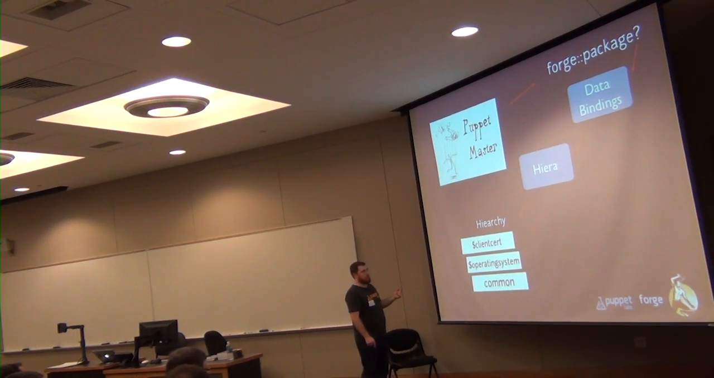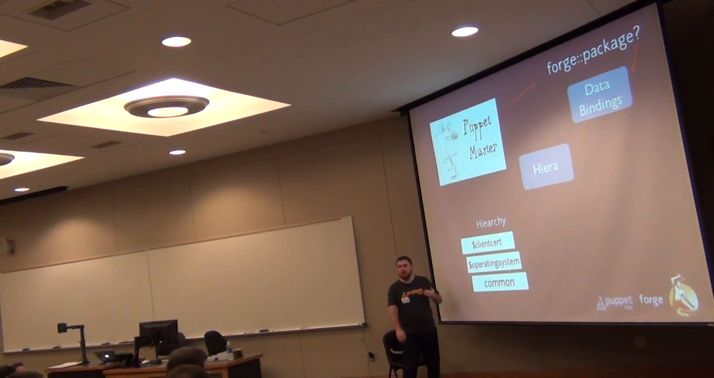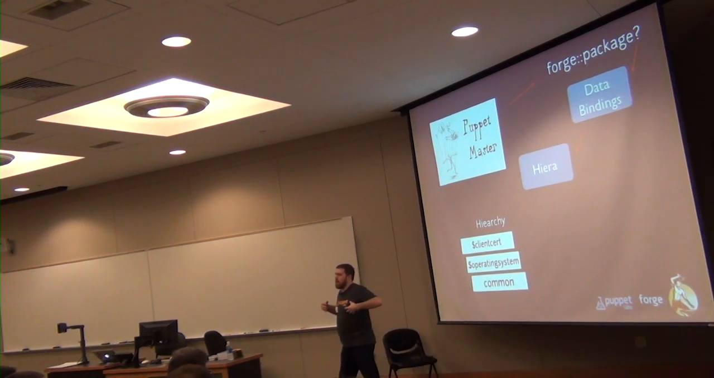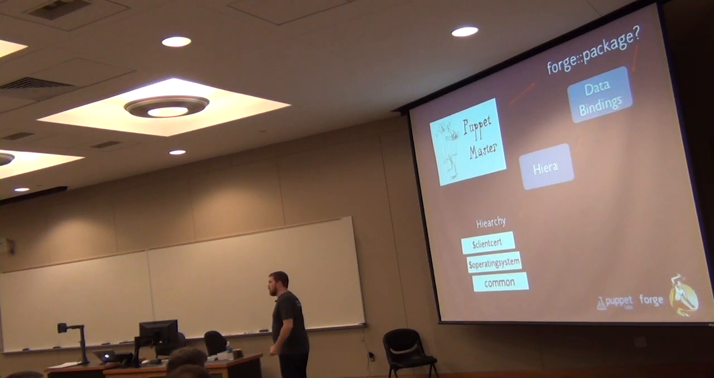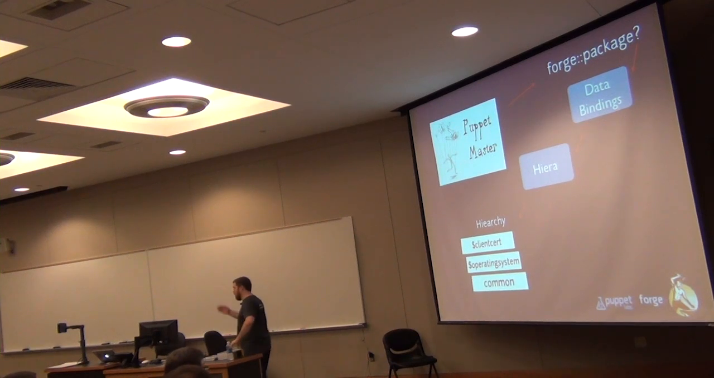So in this example, I'm saying whenever I want to look up a piece of data, I first want to check to see if I have something that's specific to the client cert I get back, James Bond. Then I'm going to check to see if I have data relevant to the operating system, Red Hat. Then I'm going to go to something that isn't a fact at all, it's just a common file source, kind of like my default. So it's going to go through and look up this data on whatever these are.